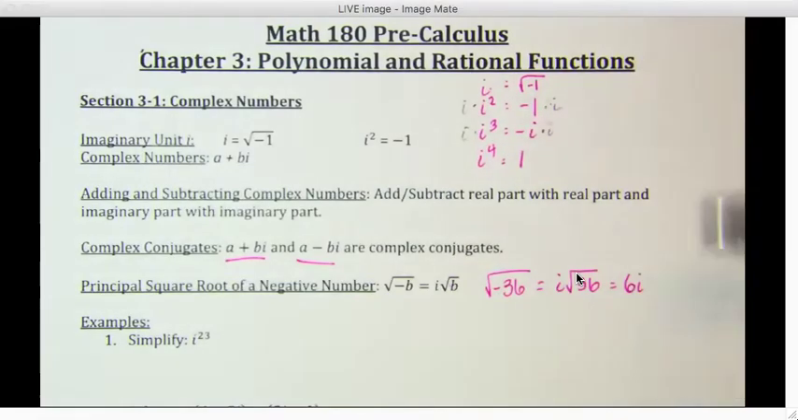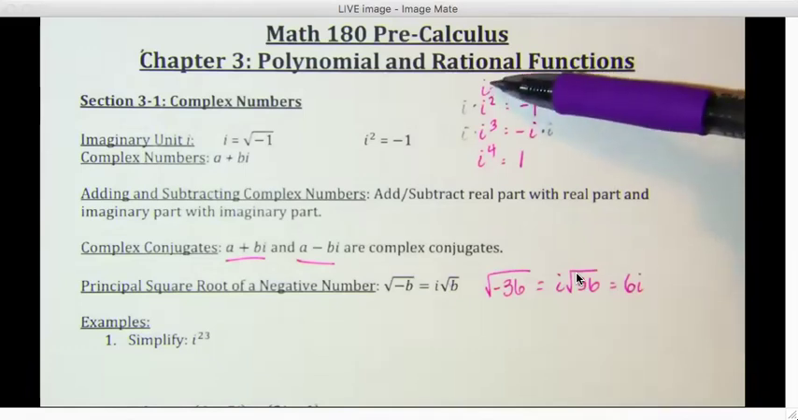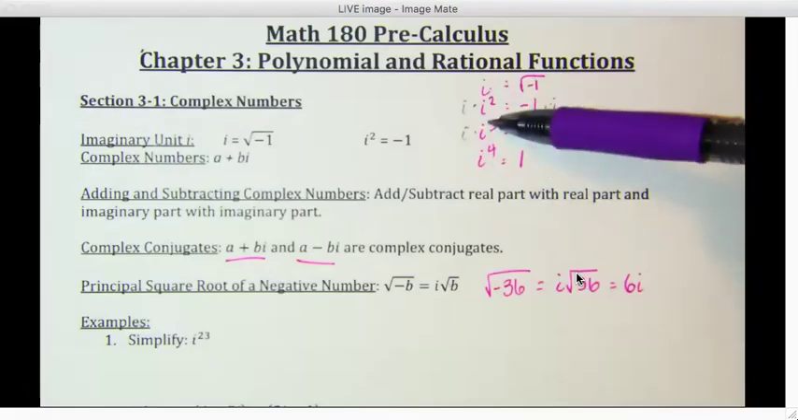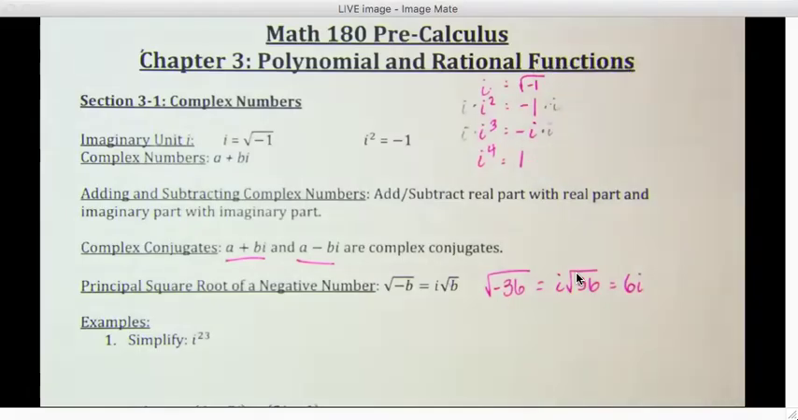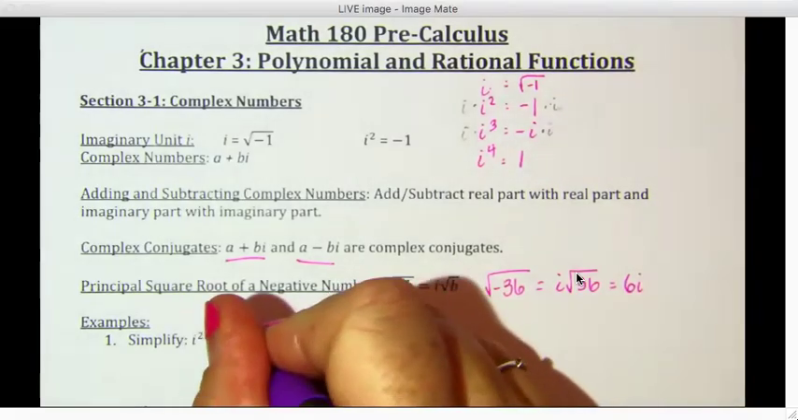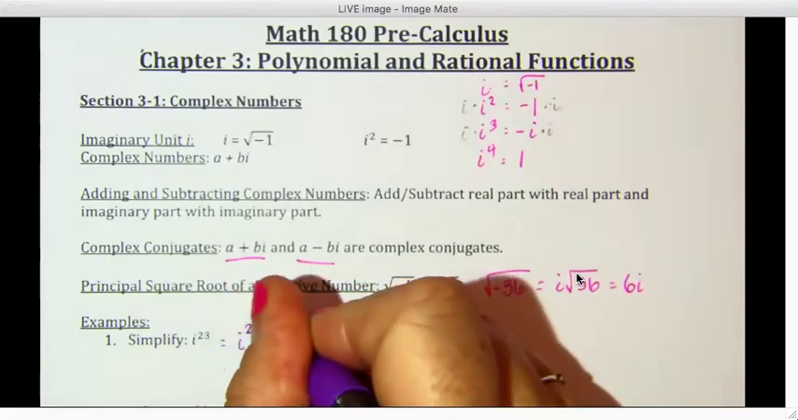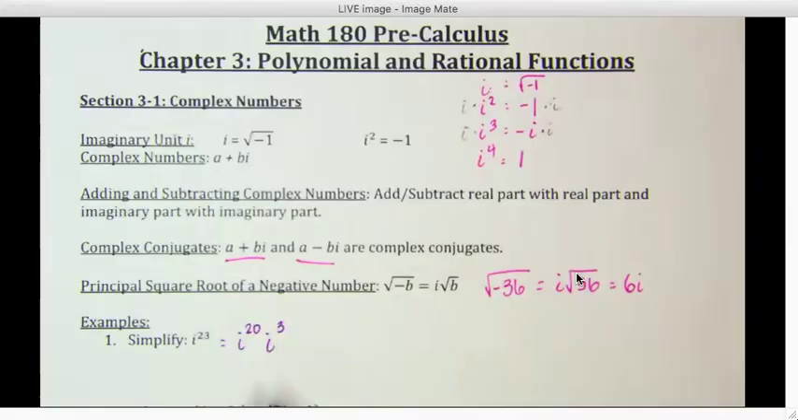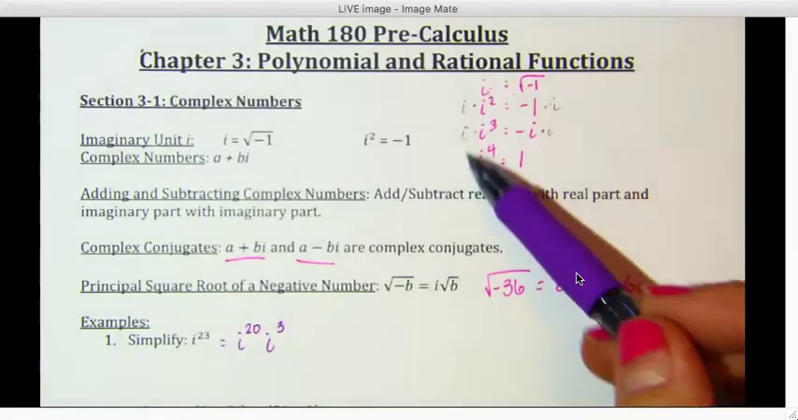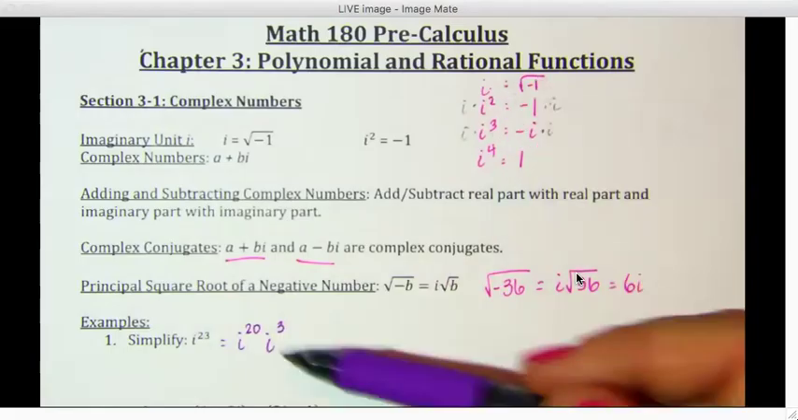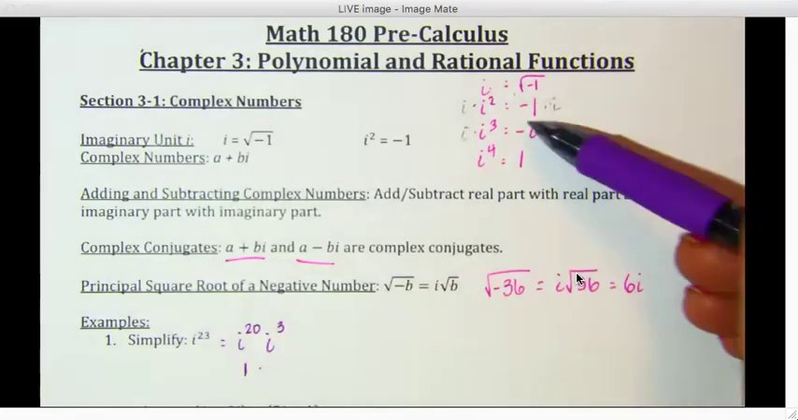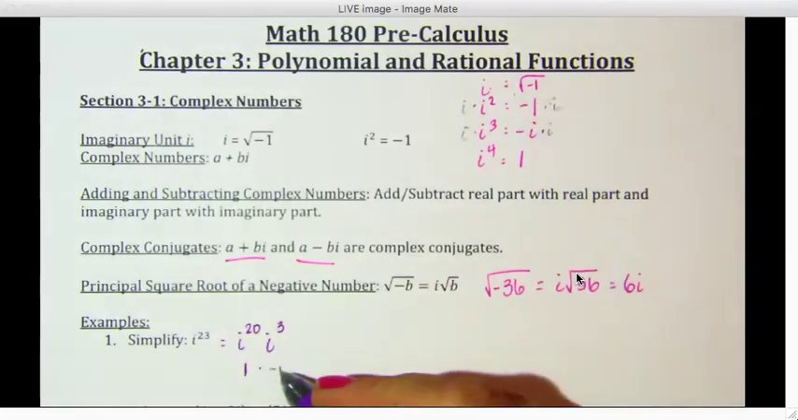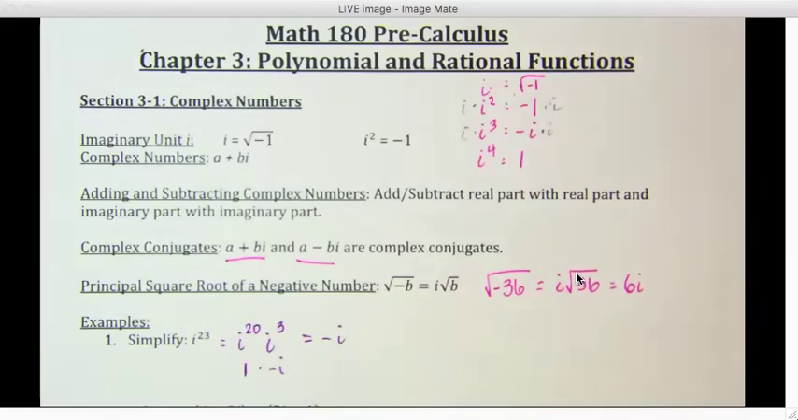So if I'm evaluating i to the 23rd power, I could count through this. So 1, 2, 3, 4, 5th power, 6th power, 7, 8, 9, 10, 11, 12, all the way to 23. And then my answer would be wherever I land here. The other way you could think about this is i to the 20th power times i to the 3rd power. 20 is divisible by 4, and so that would get us all the way back to the beginning of the cycle. And so this ends up just being 1, and then i to the 3rd power would be -i, so this would be equal to -i.